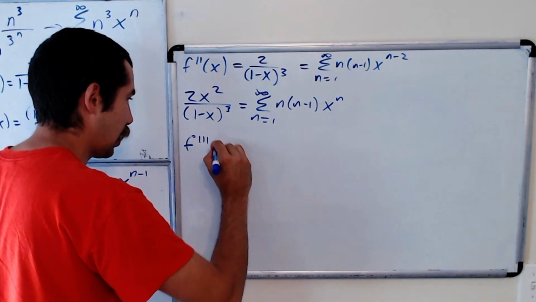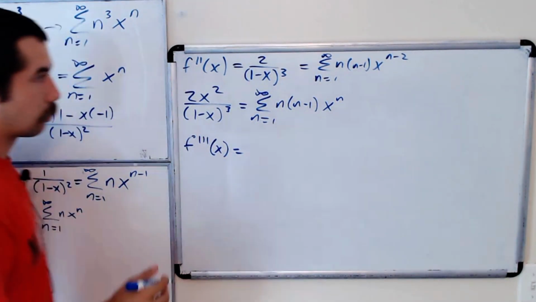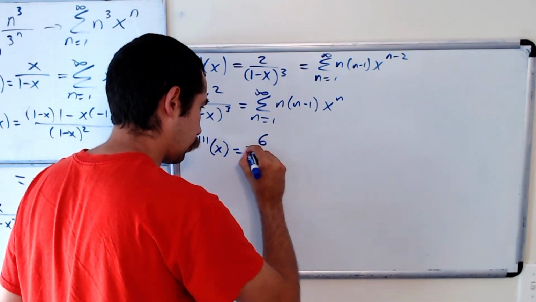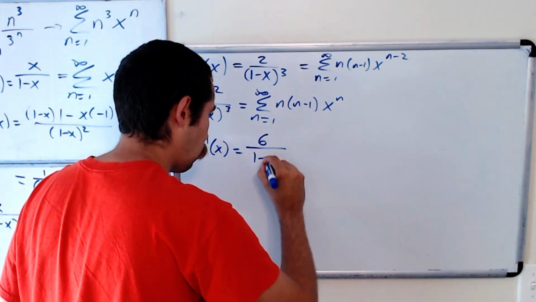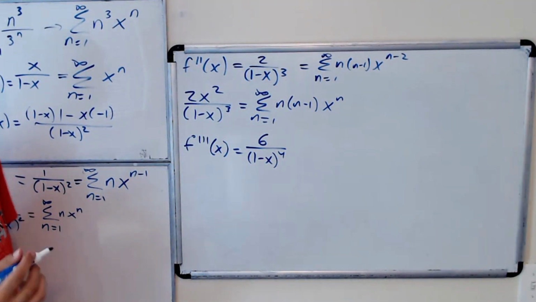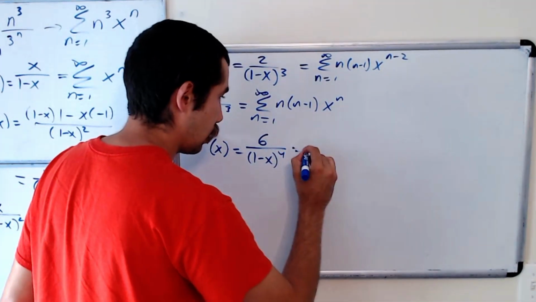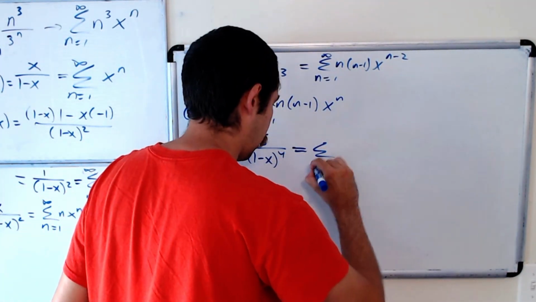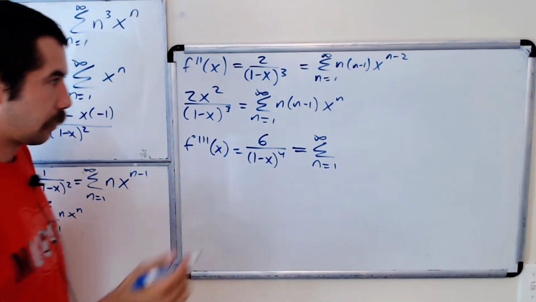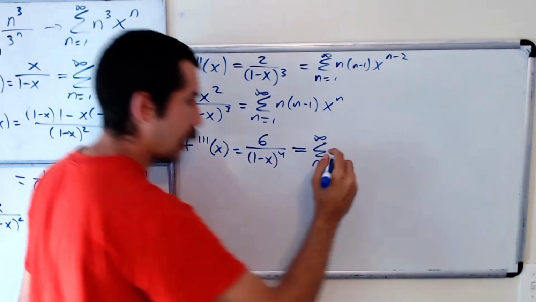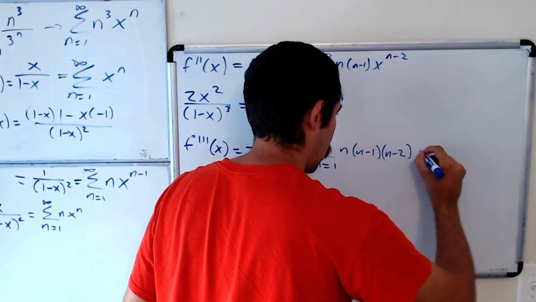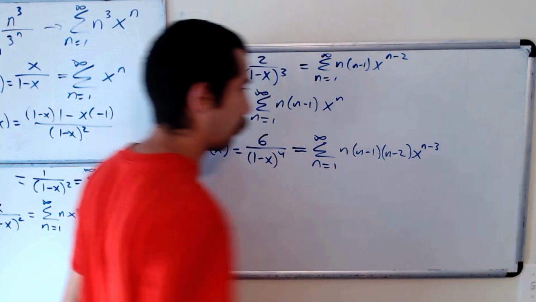So f triple prime of x is equal to the derivative of this function, which is 6 over 1 minus x to the fourth. And that's equal to the sum from n equals 1 to infinity of, we'll bring the power in front again. So n minus 1, n minus 2, x to the n minus 3.